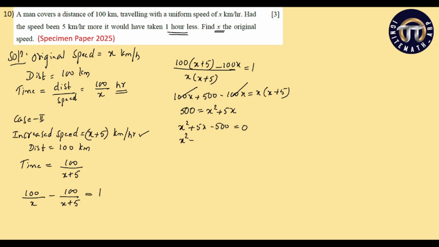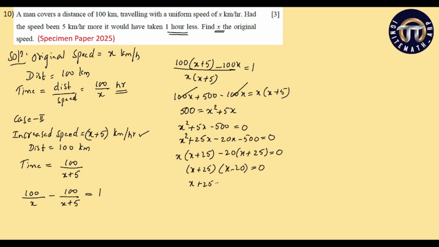So x square plus 25x minus 20x minus 500 is equal to 0. So when I factorize this, x into x plus 25 minus 20 into x plus 25 equal to 0. So x plus 25, then x minus 20 is equal to 0. So x plus 25 equal to 0 and x minus 20 equal to 0. This is nothing but zero product rule.